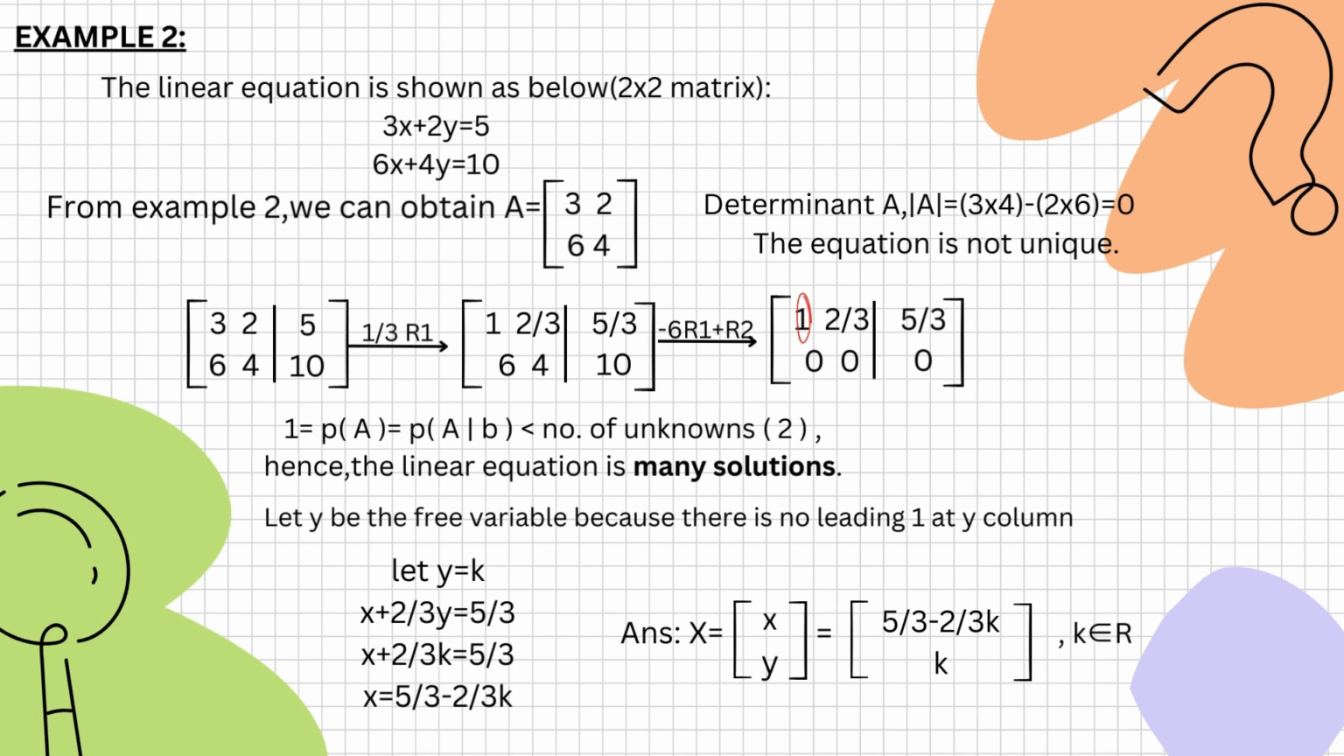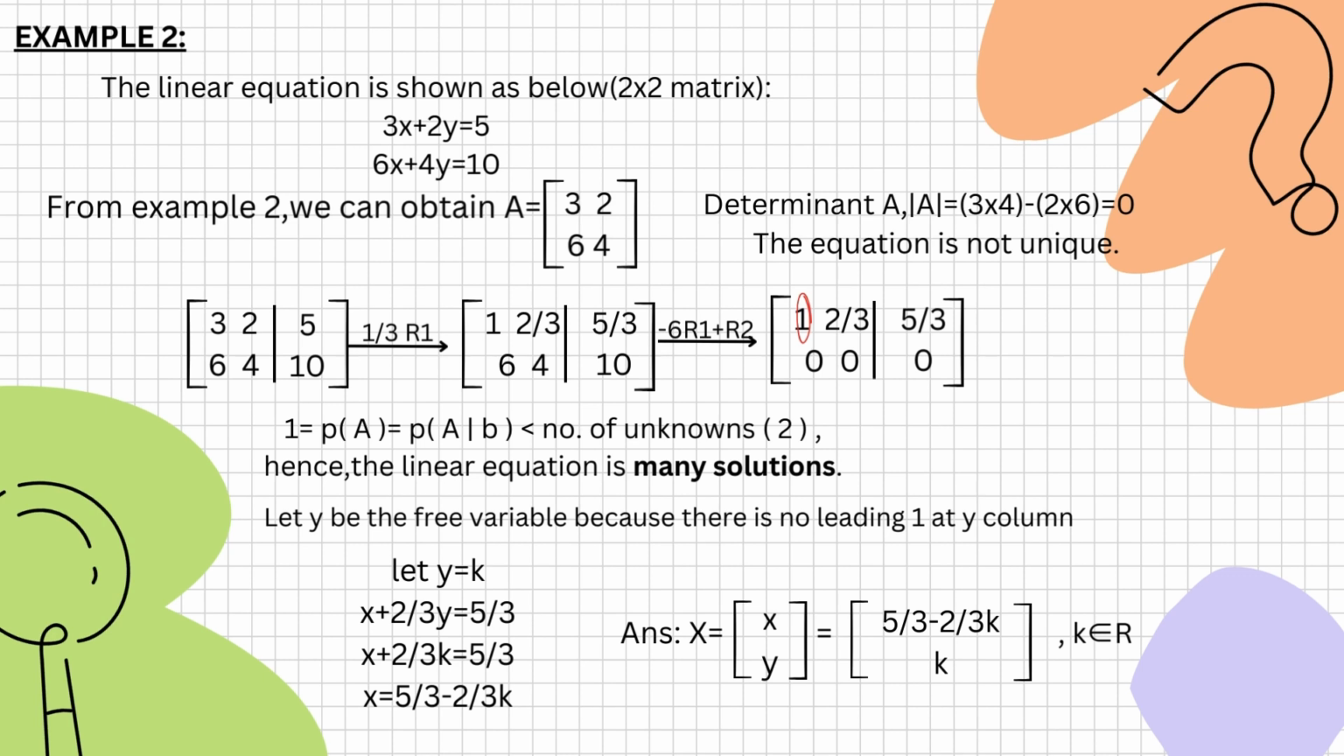By using the same method mentioned in example 1, we can get the final answer of the reduced row echelon form. We can find that rank A is equal to rank AB is equal to 1, and this is less than the number of unknowns, which is 2. Hence, the linear equations have many solutions.